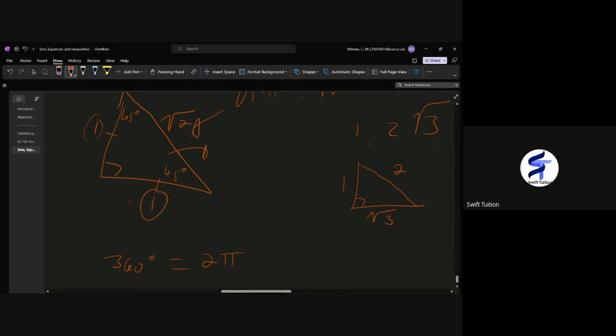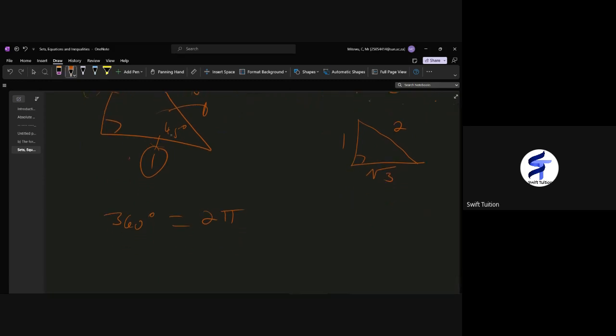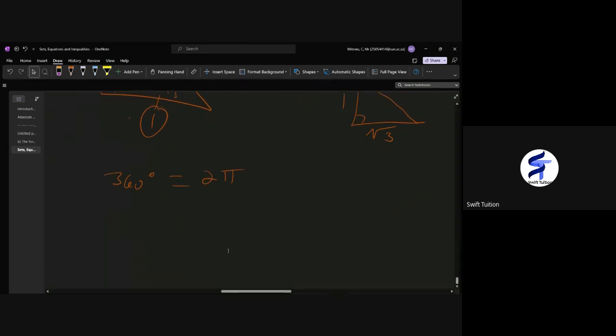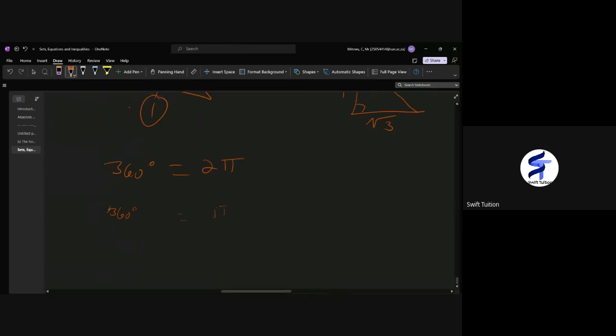I'm going to take this 45 degrees and convert it to radians, right? Let me just come up with the formula for this. I know that 180 degrees is equal to pi. Therefore, a single degree is equal to pi over 180.